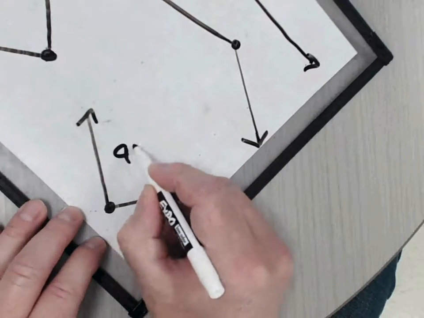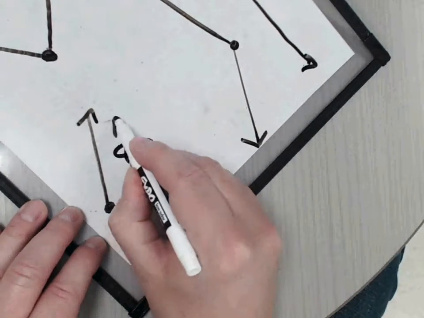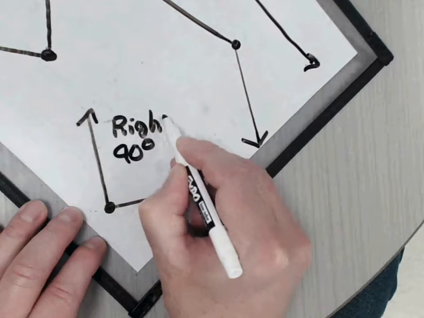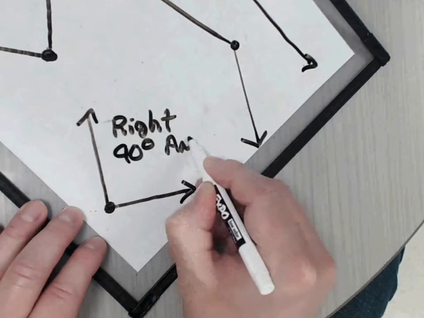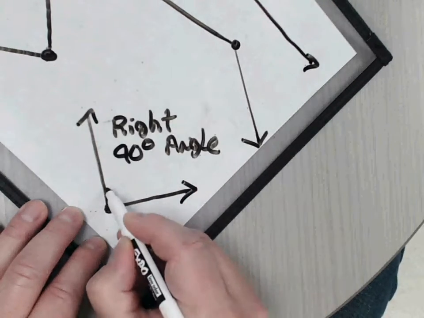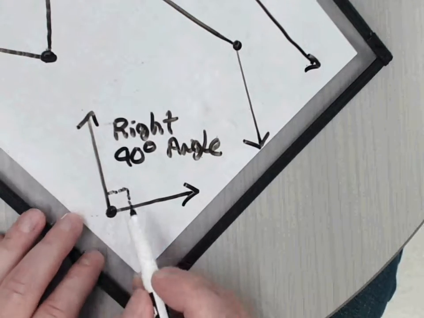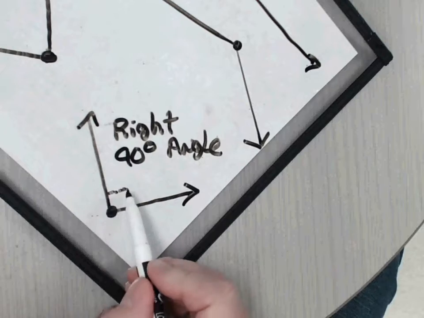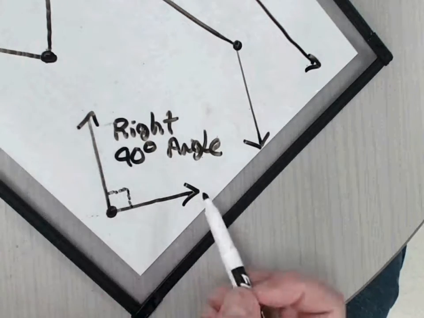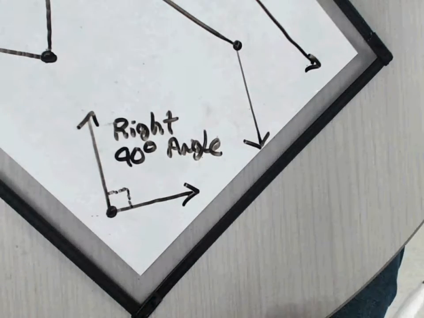This one is 90 degrees, and that is a right angle. And it's usually shown with a little box in the corner. That's the symbol for right angle. So that is our right angle.